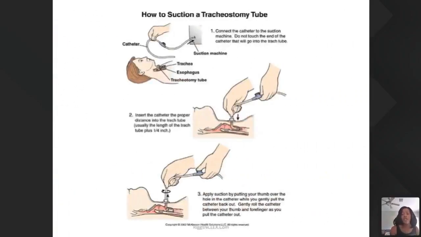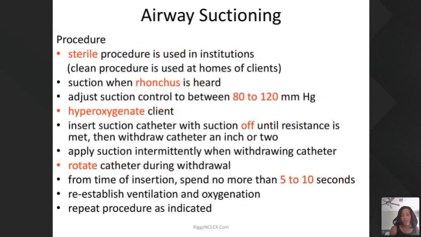So here's a little clip on the proper way to suction a tracheostomy. Don't forget a couple of things with these types of questions. Number one, there are skills questions. I would encourage you to look at the videos again and again, because this is one of those drag and paste, step 1, step 2, step 3 questions. I want to remind you of a couple of things.